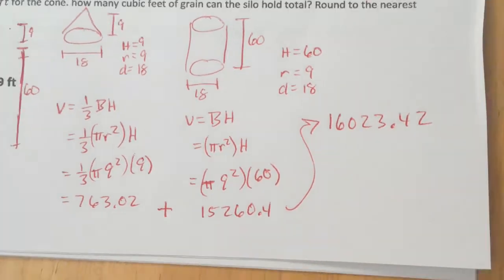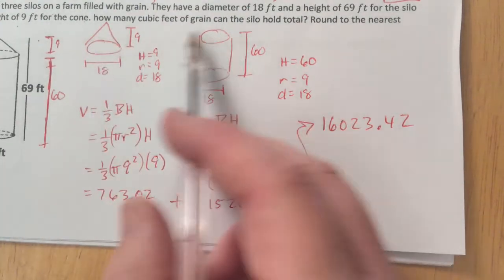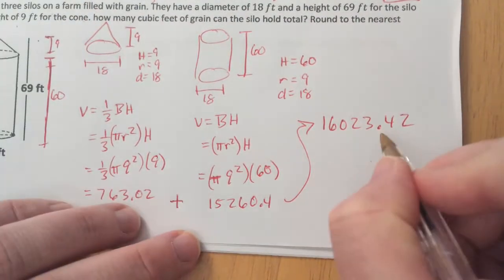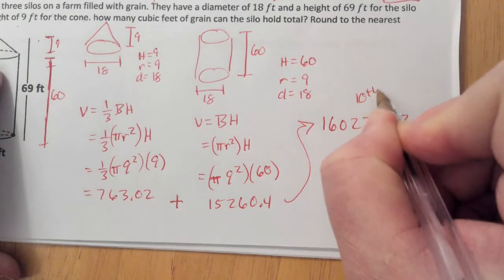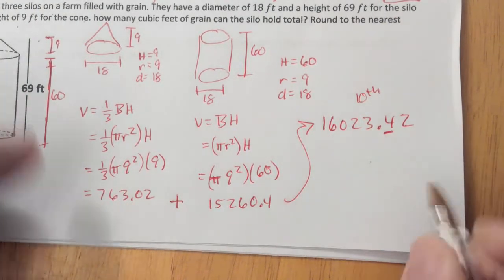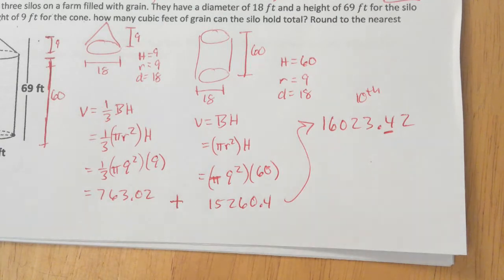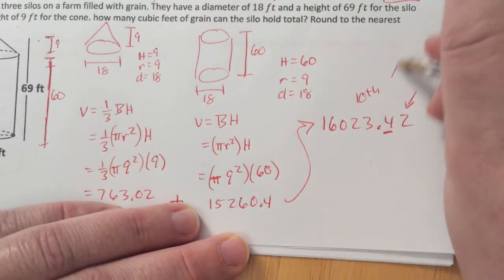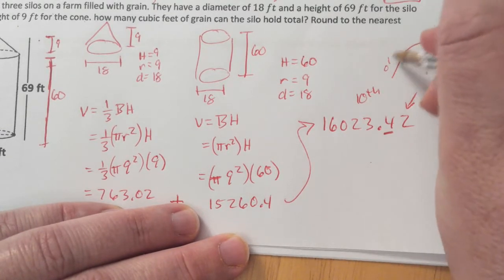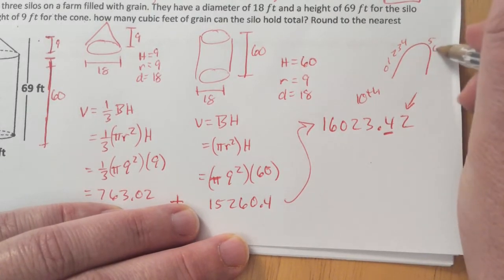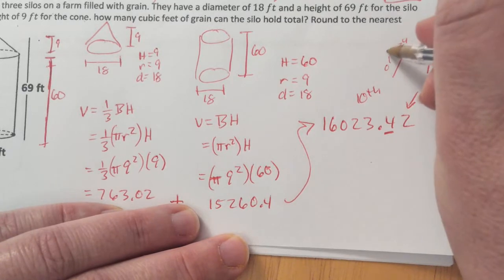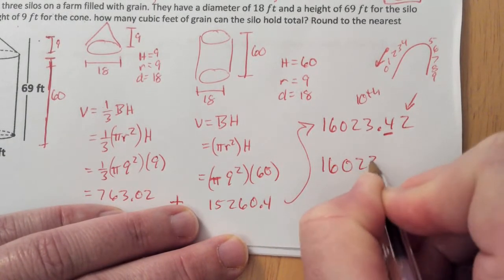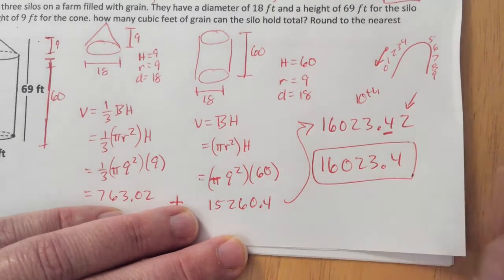Let's make sure we're answering everything they wanted. So how many cubic feet of grain? We got that. Round to nearest tenth. Ooh, tricky little buggers. How many zeros does 10 have? 1. So the question is, are we staying at 0.4 or going up to 0.5? That decision would be made by the number after it. 2 did not make it over the hill. 0, 1, 2, 3, 4, 5, 6, 7, 8, 9. 2 didn't make it over the hill, so it'd roll back to where it started. So it'd stay at 16023.4, and that is your final answer.